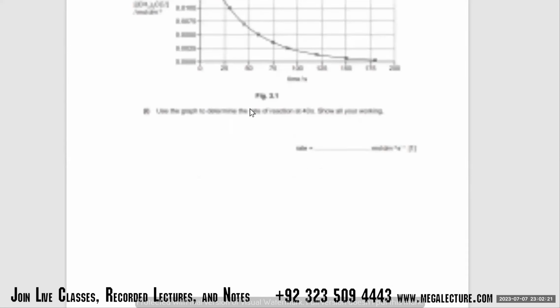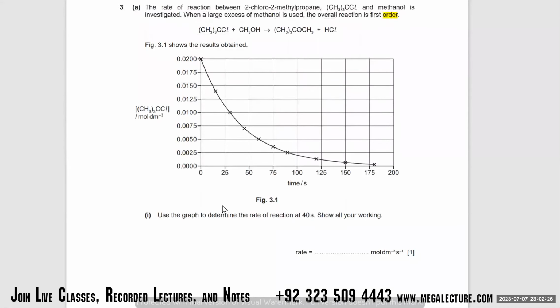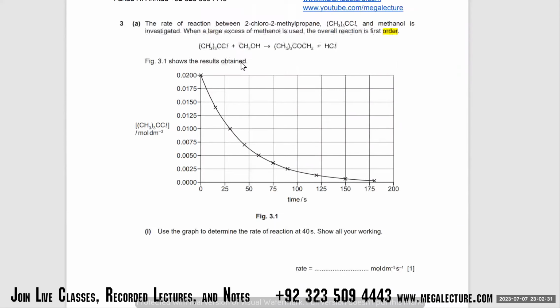So let's start doing these questions. It finally opens. Now how would you calculate the rate of the reaction at 40 seconds? They've given you this reaction, and it says a large excess of methanol is used. That means methanol is effectively constant in the reaction, so we can say that methanol's concentration is basically constant.